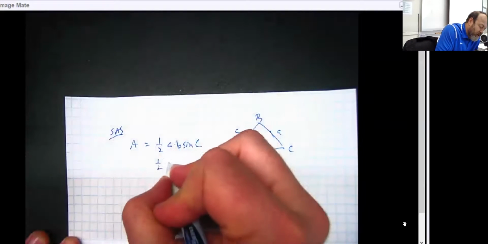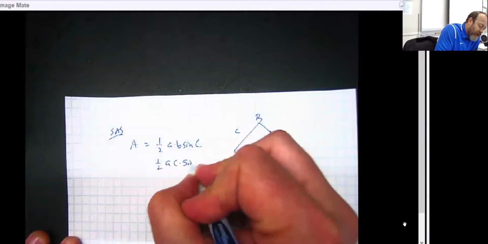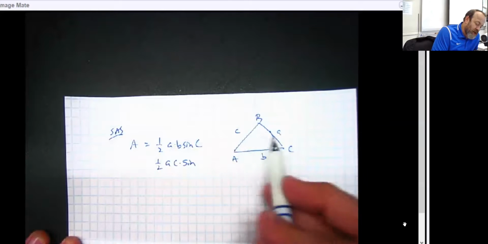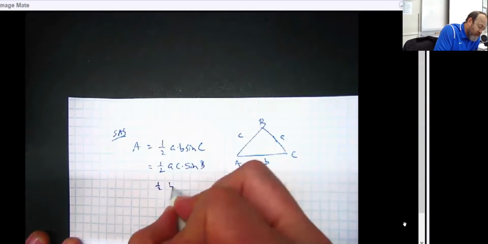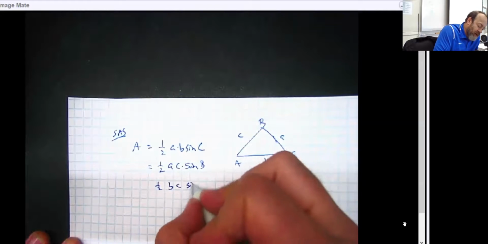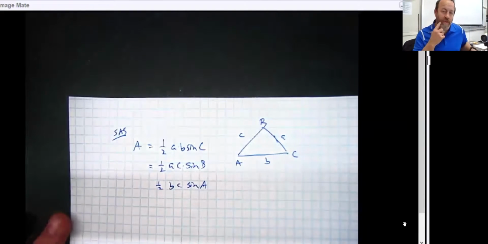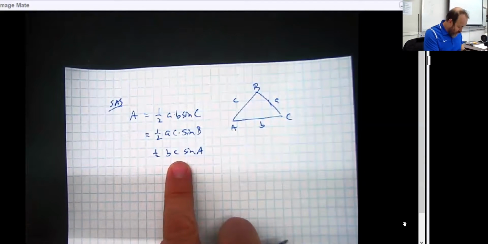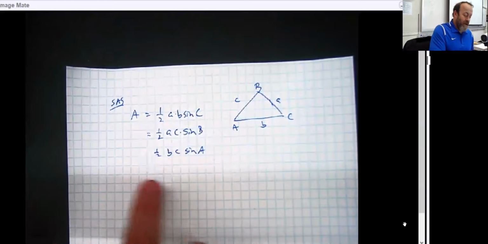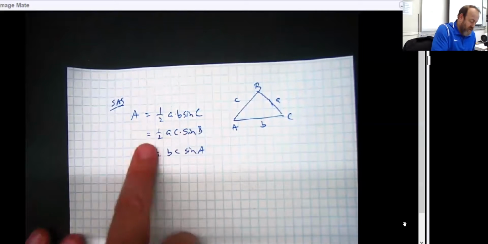Now we can restructure it and say AC, but again, it's side angle side. If there's A and C, then B would be the angle in the middle. Or last but not least, if we said BC, then the sine of angle A, where A would be the angle in the middle. This is very, very useful to solve triangles involving just this setup.